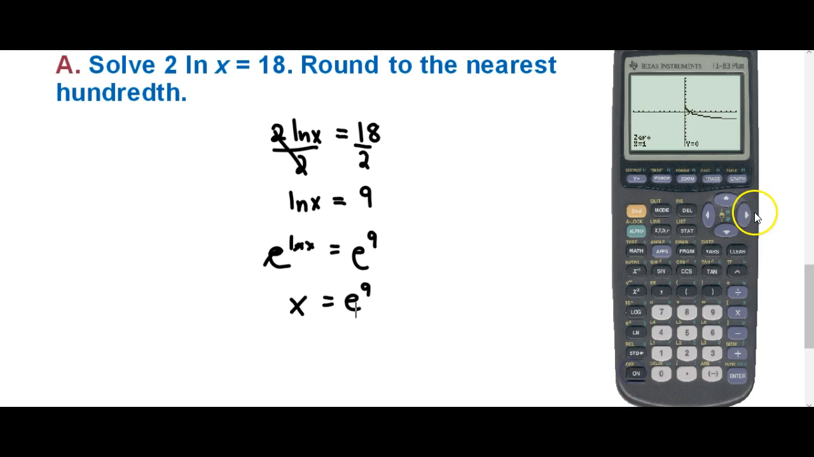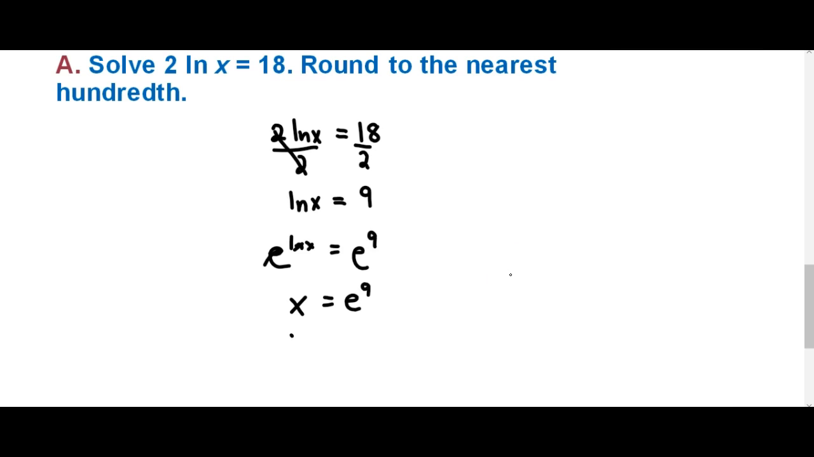And when I put that in my calculator, I get, let's see, e to the ninth is about 8103. So my answer is about 8103.